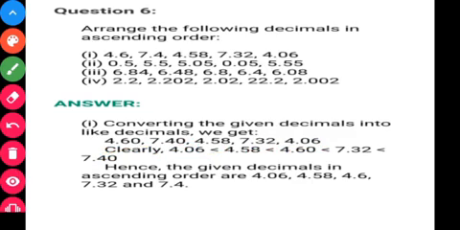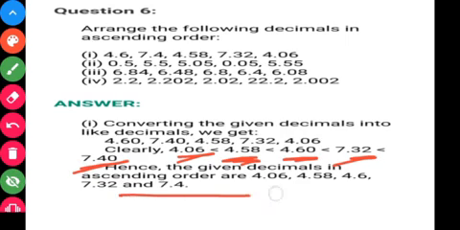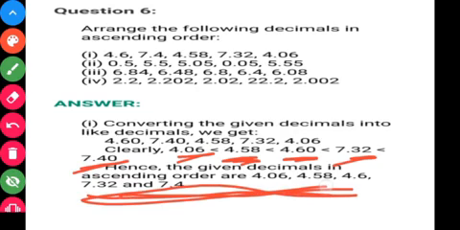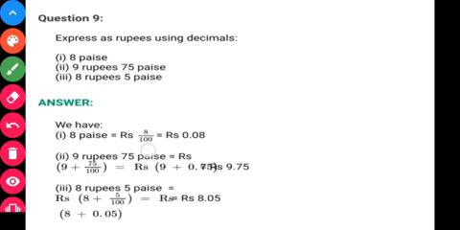Now compare these. So here clearly 4.06 is less than 4.58. So write 4.06 is less than 4.58, and 4.58 is less than 4.60, and that is less than 7.32, and that is less than 7.40. So hence the given decimals are in ascending order. Understand?